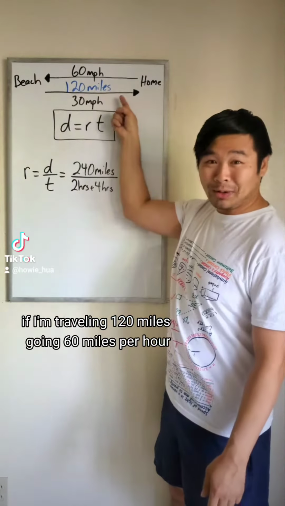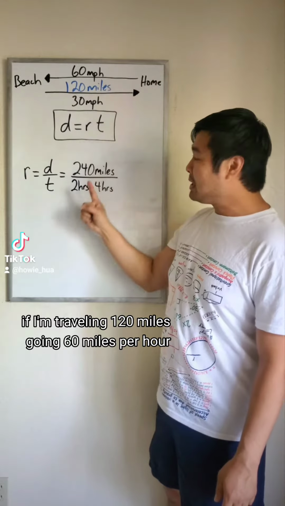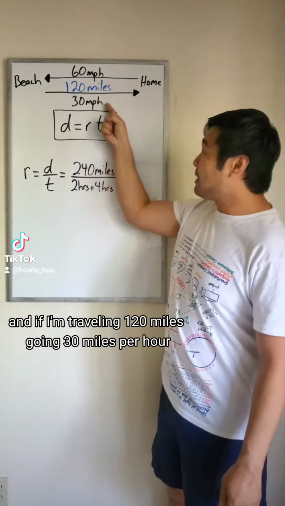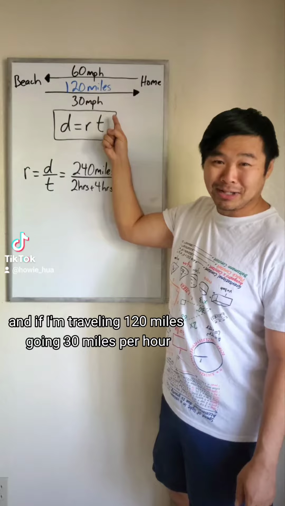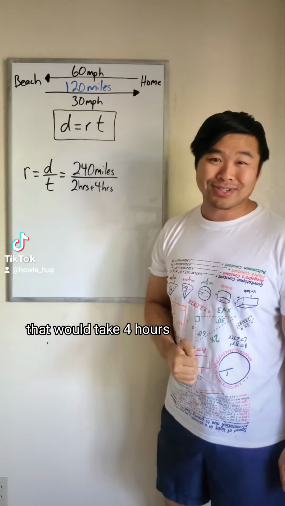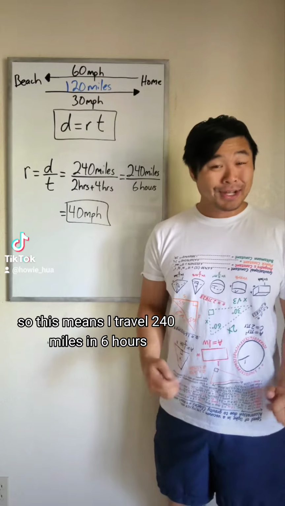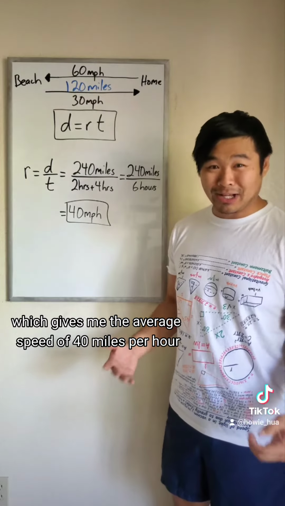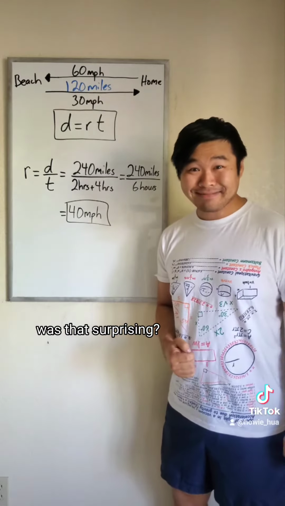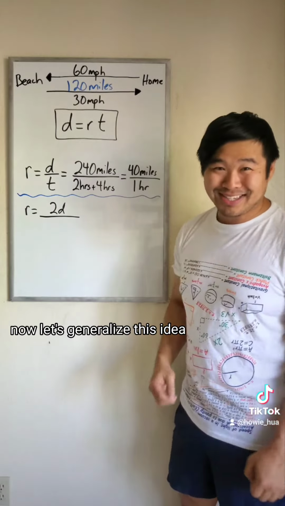If I'm traveling 120 miles going 60 miles per hour, that would take 2 hours. And if I'm traveling 120 miles going 30 miles per hour, that would take 4 hours. So this means I traveled 240 miles in 6 hours, which gives me the average speed of 40 miles per hour. Was that surprising? Now let's generalize this idea.